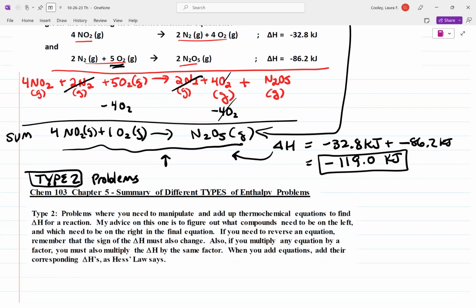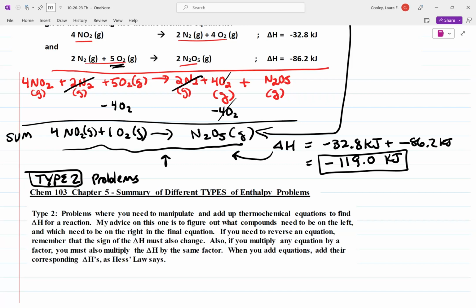Sometimes you have to manipulate the equations before you add them. You have to maybe reverse one, or maybe you have to multiply everything through by a constant. But what happens if we multiply everything in that equation by 2? So we're talking about reacting twice as much material. What is going to happen to the delta H? It's also going to be multiplied by 2. So when you manipulate thermochemical equations before you add them up to get the reaction you need, if you multiply through by a constant, you have to multiply the delta H by that constant.